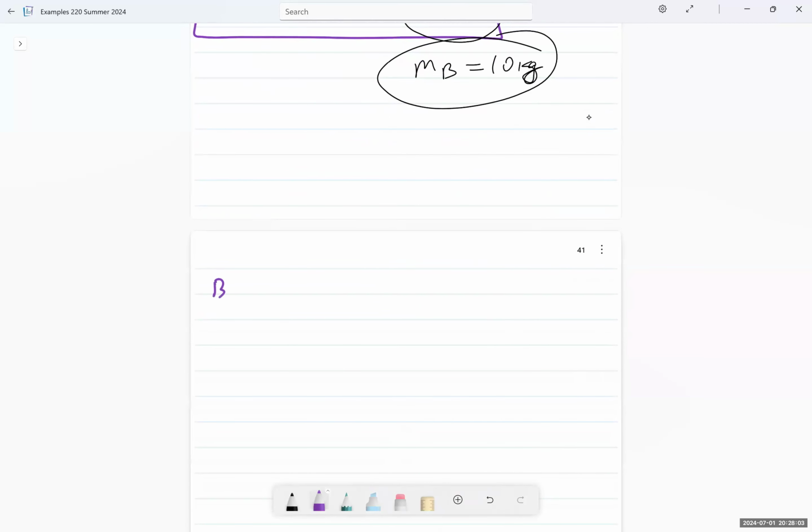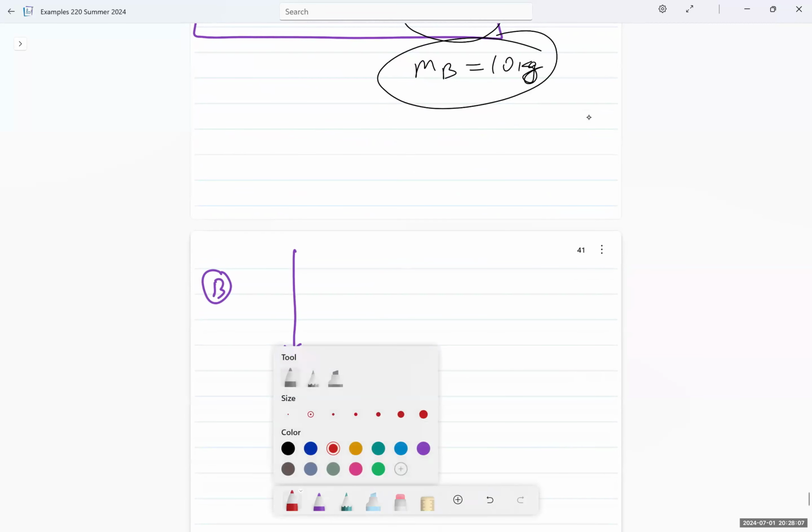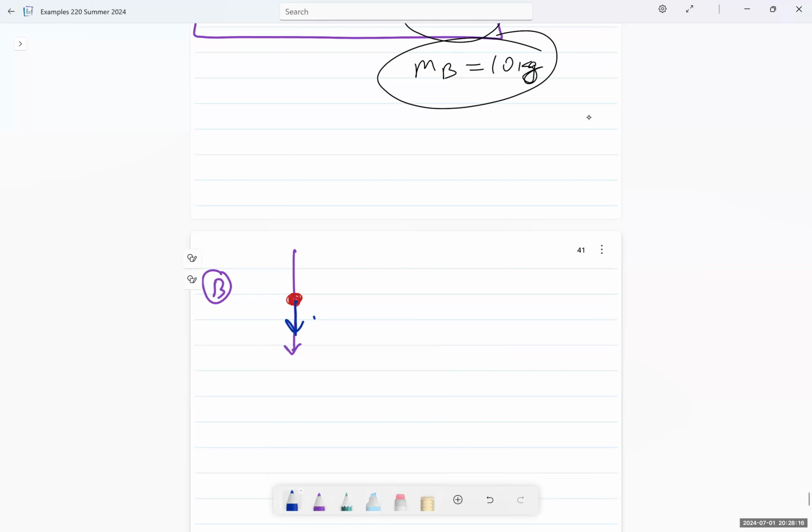So if I go to system B, where I had mass of B before, what I'm going to change is that now the weight of B exceeds the strength of tension. So from here, I'm going to get MBG minus tension equals MB times A. That's going to be my equation 1. So it's going to accelerate downwards. I'm going to take down as my positive direction.